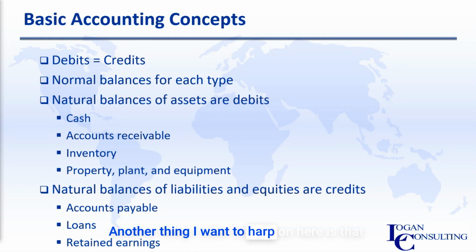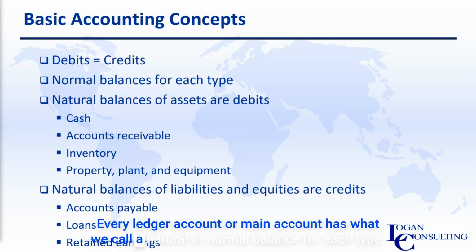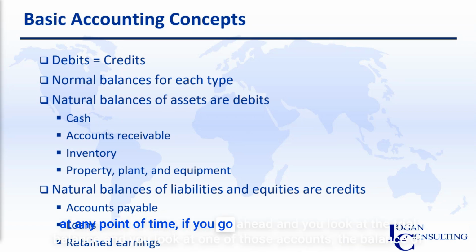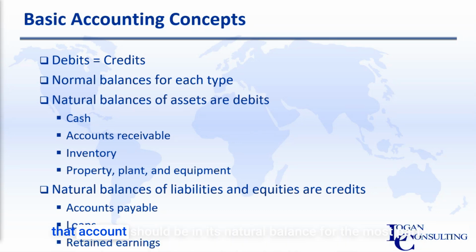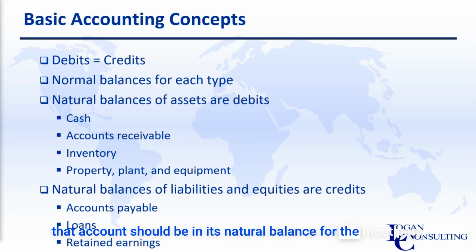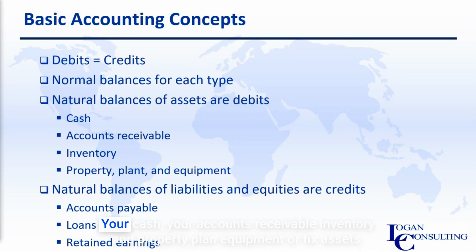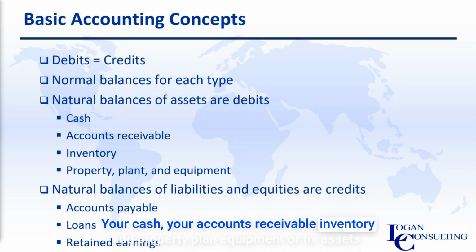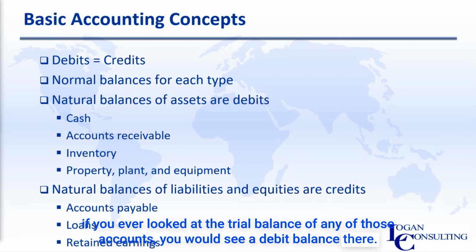Another thing I want to harp on is that every ledger account or main account has what we call a natural or normal balance for each type. If you look at the trial balance and look at one of those accounts, the balance of that account should be in its natural balance for the most part. The normal balance of assets is debits. Examples of these would be your cash, accounts receivable, inventory, and property, plant, and equipment or fixed assets. If you looked at the trial balance of any of those accounts, you would see a debit balance there.